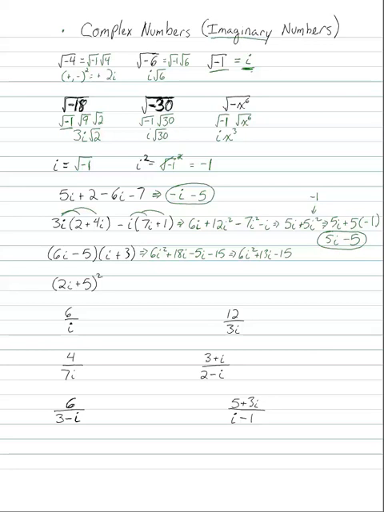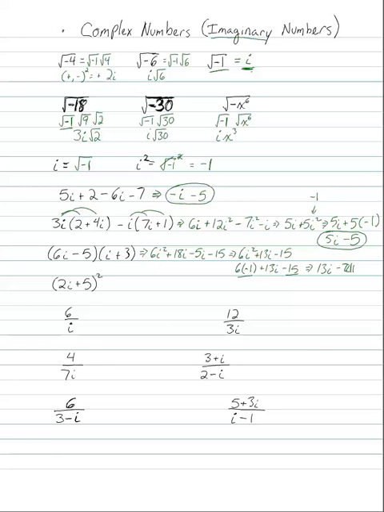Again, i squared is negative 1, so where I see that i squared, I'm going to put in a negative 1. So 6 times negative 1 plus 13i minus 15 would give me 13i minus 21. 6 times negative 1 is negative 6. Minus 15 would be my minus 21.